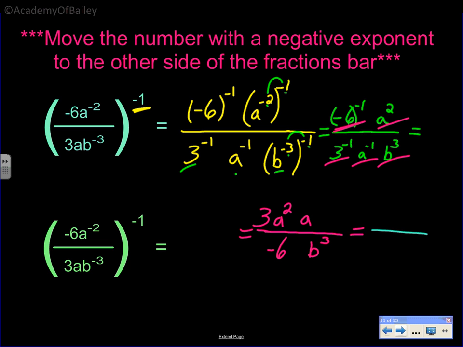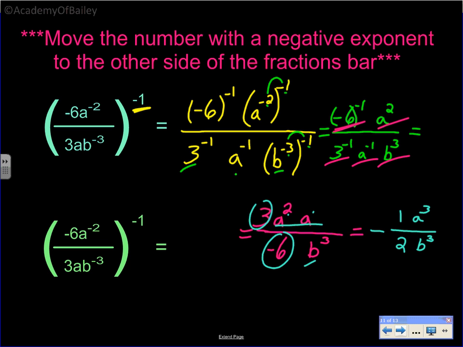Well, we know a positive divided by a negative is going to give us a negative. And if we look at 3 divided by 6, that would be 1/2. A squared times a, they have the same base of a, and you add those exponents. 2 plus 1 is 3. And on bottom, b cubed.